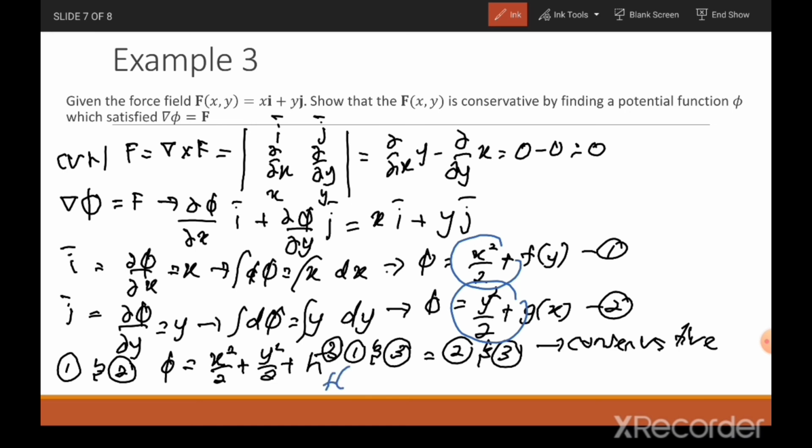Okay, so there is another method lah to find the conservative force field.